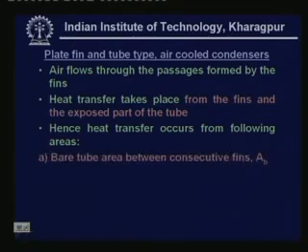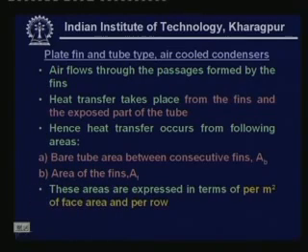Heat transfer takes place from the bare tube area between consecutive fins, and this area is called as A subscript B, and heat transfer also takes place from the area of the fins, A subscript F. And these areas are expressed in terms of per meter square of face area and per row. Okay, so for our example, the units are meter square per meter square of face area per row.